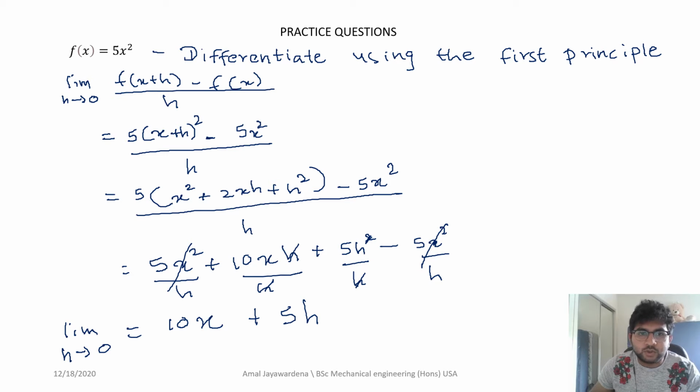Remember, this is a limit approach, right? When h goes to 0, what happens? Here it's going to be 10x. 5 times 0 is 0, so the answer for this question is going to be 10x. So when you differentiate the above function 5x squared with respect to x, we get the answer 10x. So this is the differentiation by first principle.